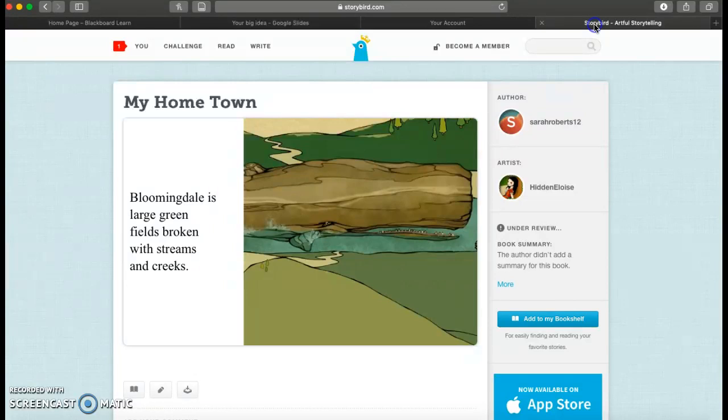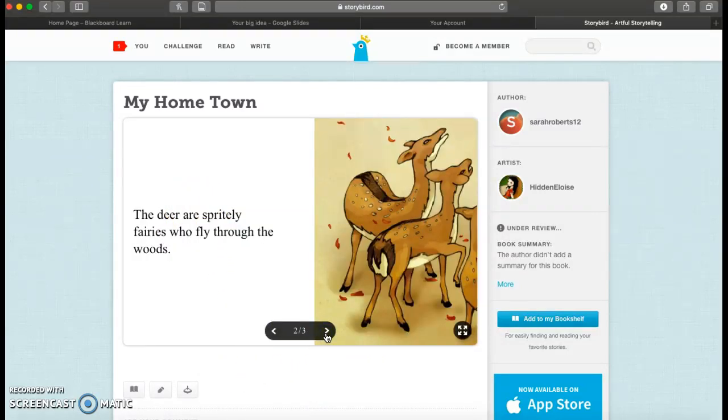Here's an example of a book that I wrote, a little story that I wrote. I only wrote 3 pages. But I use figurative language on each page, and Storybird allows you to choose photos from their gallery, which is nice.